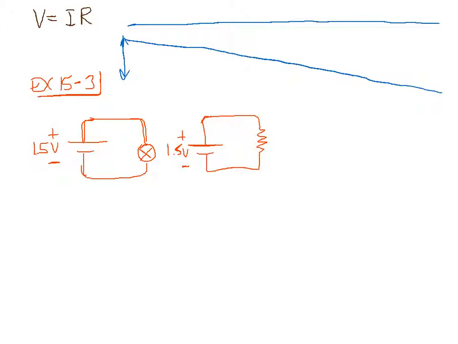And then it says it's 300 milliamps of current. Current flows out of the positive terminal. So on your diagram, if you want, you can label the current with a little arrow saying I equals 300 milliamps.